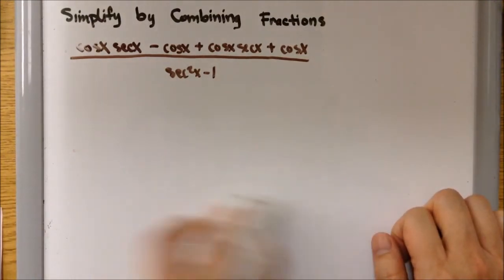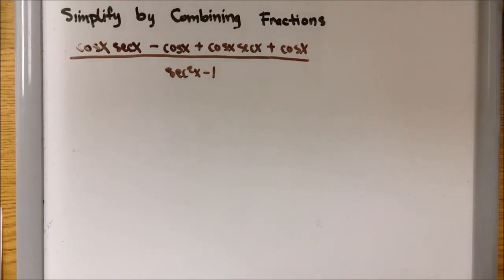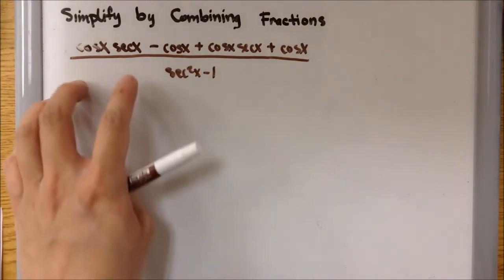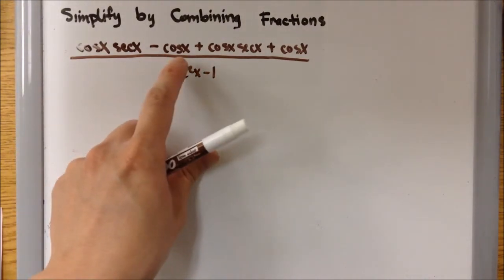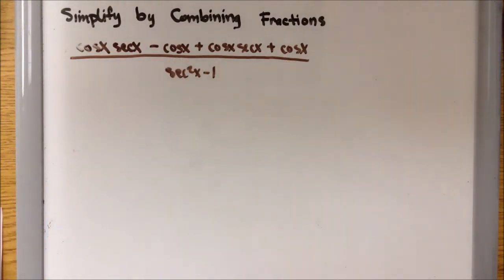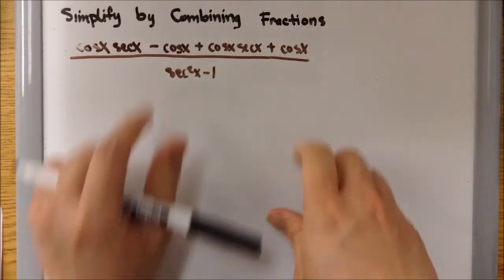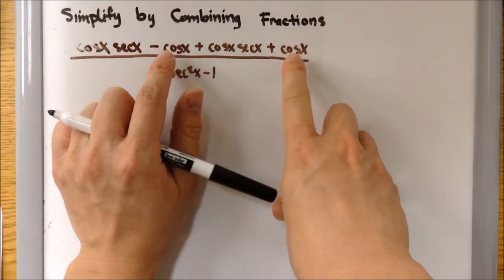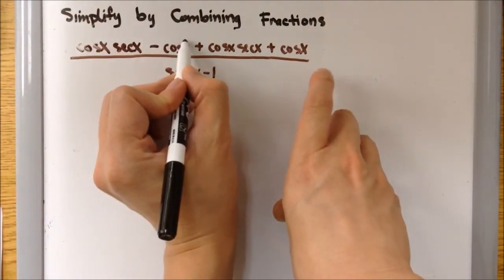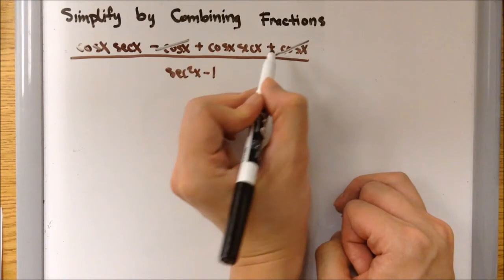Alright, now we have some more room. So what's going to happen is, I notice that we have a minus cosine of x and a positive cosine of x. Since they're both the same, and it's a numerator, we can combine like terms. Since this is a negative cosine of x and this is a positive cosine of x, when you combine them, they're going to cancel out, equal to 0.